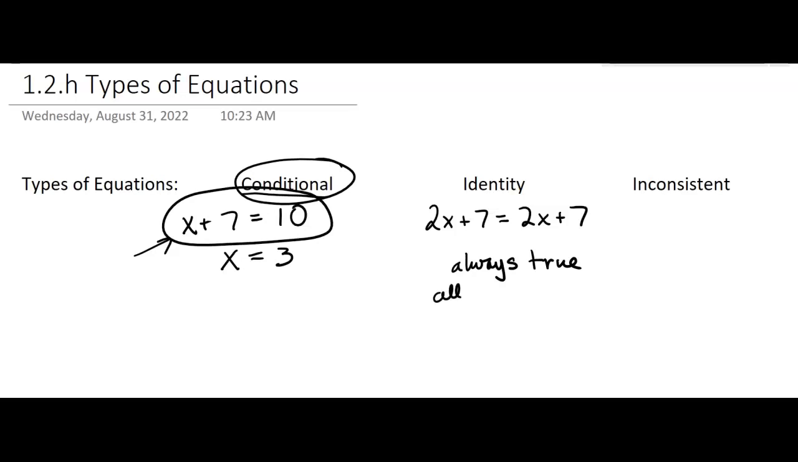Now, sometimes they write out all real numbers, and sometimes they'll just put the interval notation, negative infinity to infinity, which is fine. That's all real numbers, okay?